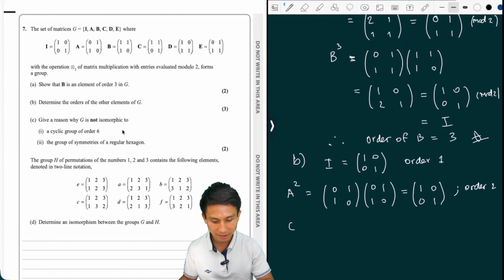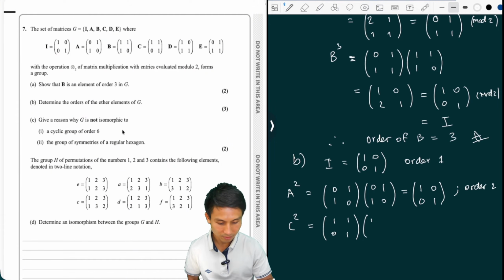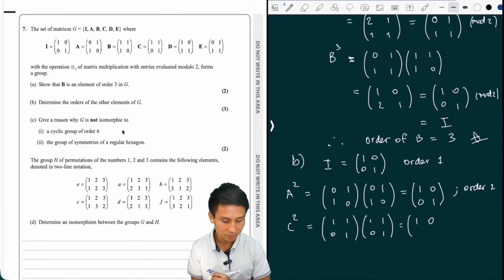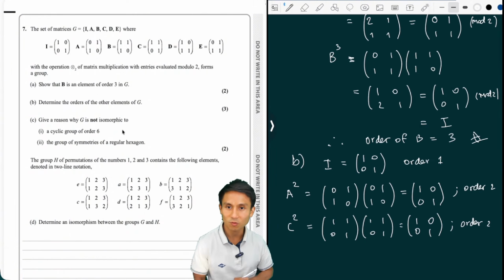Now let's do C. If we do C squared, what do we get? 1 plus 0 is 1. 1 plus 1 is 2. Modulus 2 would be 0 here. Let me check. Yep. And then 0 plus 0 is 0, and 0 plus 1 is 1. So that's also order 2. Seems like we're going to have quite a few order 2 elements here.